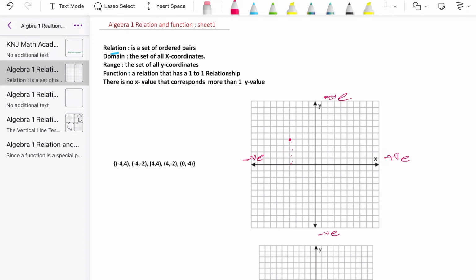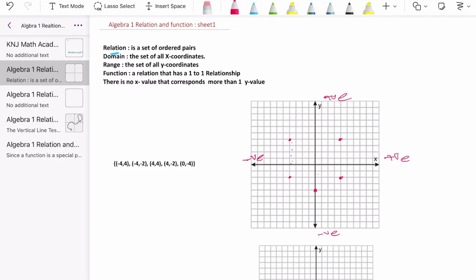Minus 4 minus 2, 4 to the left, 2 down, 4 and 4, 4 to the right and 4 up, 4 minus 2, 4 to the right and 2 down, 0 and minus 4, that's actually the intersection for y-axis, so it will be in 1 2 3 4 somewhere here.